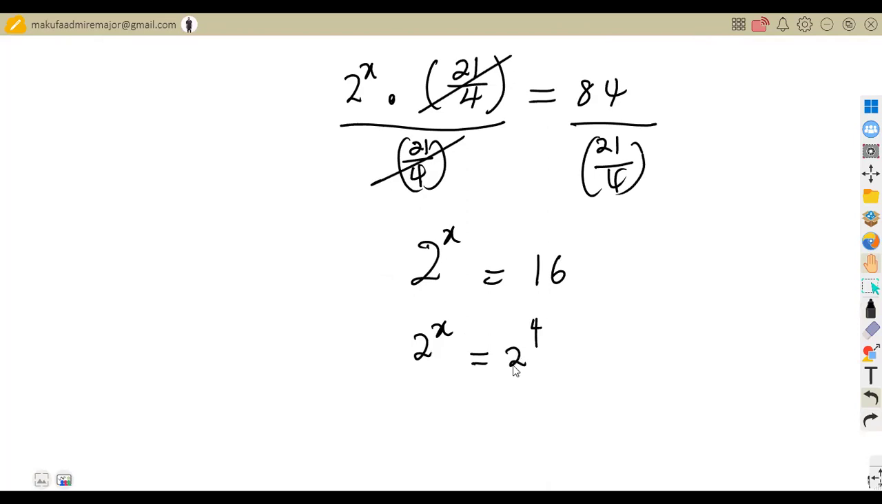The bases are the same. So what does it mean? It means that the exponents will be the same at that condition. x must be equal to 4. So therefore, in this case, x is equal to 4.